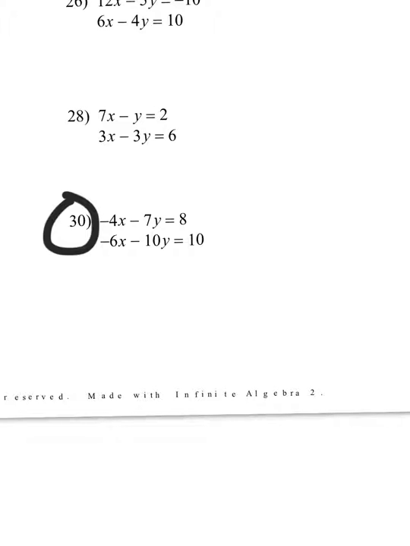In here, if we look at x, we have a 4 and a 6. Well, 4 doesn't go into 6. We look at y, we have 7 and 10. 7 doesn't go into 10. That tells me that I have to multiply each equation by some number, and they're going to be different numbers.